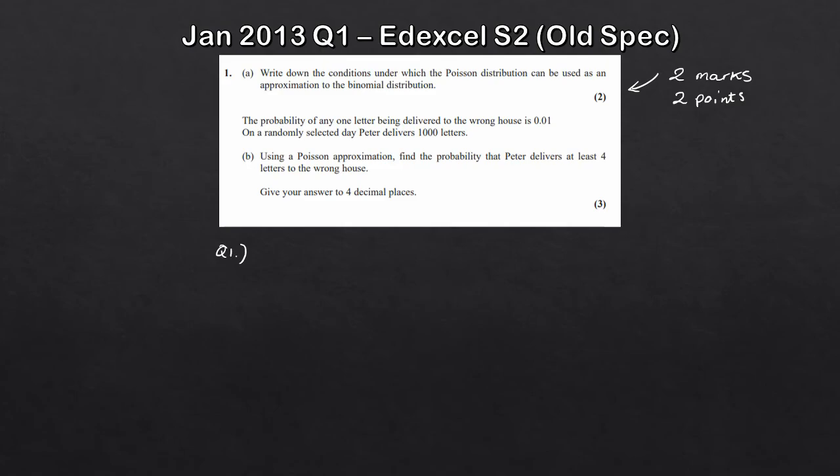So what I'm going to say here is that one of them is that I have a large n value. So when we're approximating to the binomial, we need a large n value. And my other point that I need to make is that we have a small p value, so a small probability, so small p values. Okay. So those are the conditions under which we can use the Poisson distribution as an approximation to the binomial.